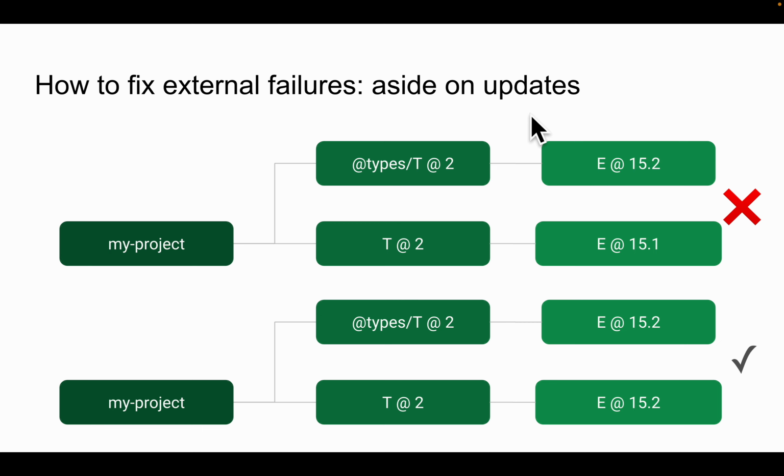In that case, the rule of thumb is you shouldn't update your types package to be newer than your original package. Just pin it to whatever working version of E used to work, and then ping the owners and say, hey, can you please watch this for when the original package updates, and update it at that time.